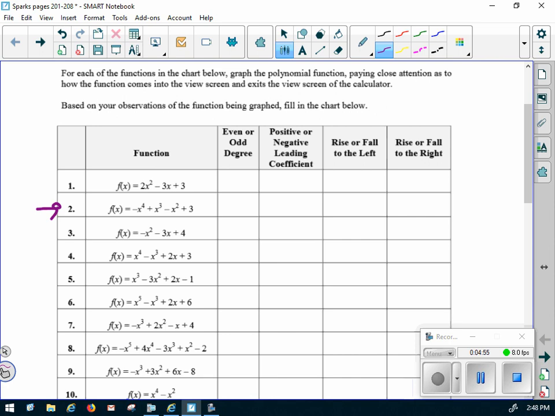Even or odd degree? Even. Positive or negative leading coefficient? Negative. Now, forget those last two columns right now. What do the ends do? They go the same way. Which way? So both ends go down, so it's going to go something like that, right? So to the left, does this thing rise or fall? Fall. To the right, does this thing rise or fall? Fall. That's what this first page is.